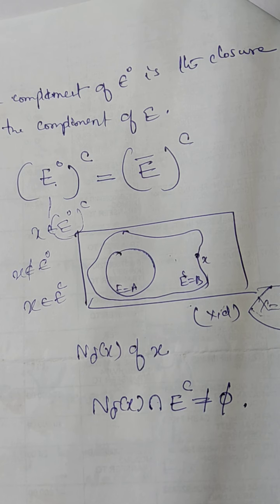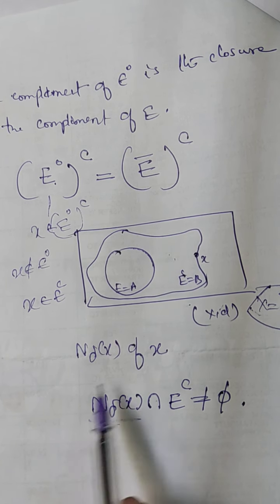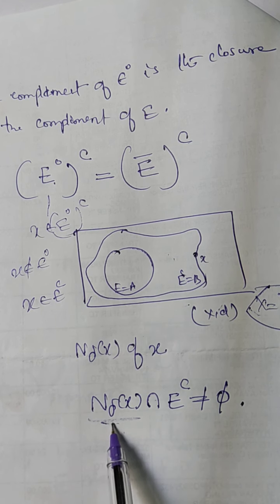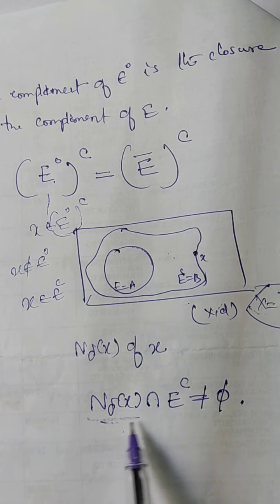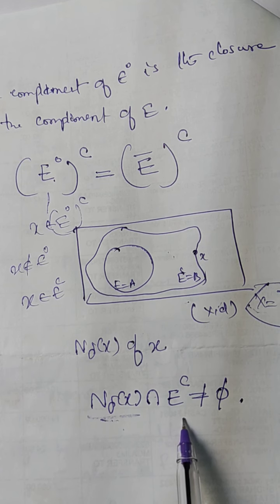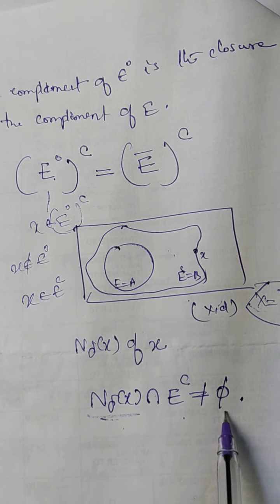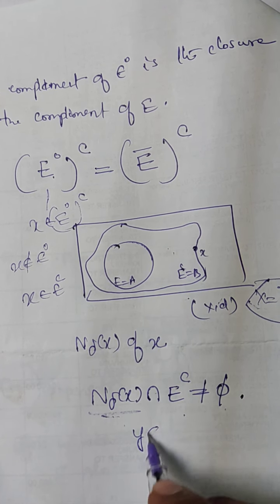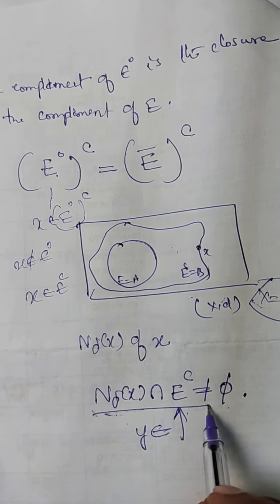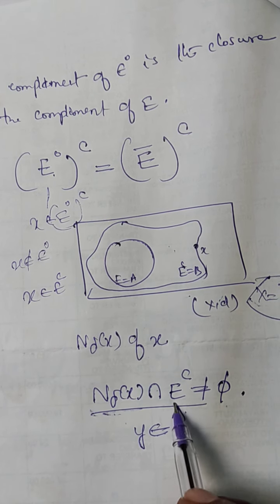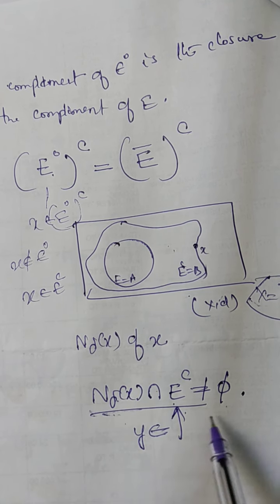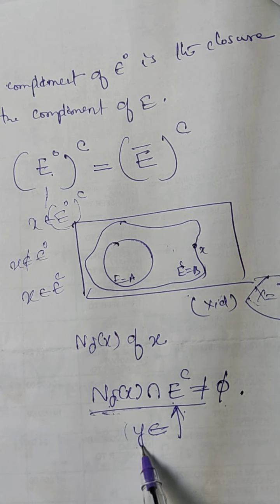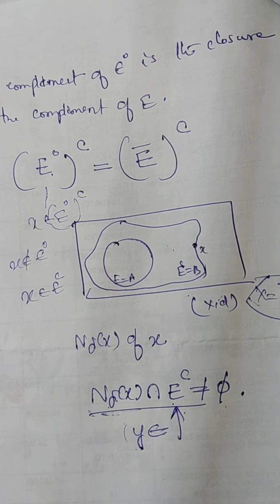Means apart from X, there is another point which lies in this neighborhood of X. When we intersect with this E complement, we are getting that it is not equal to phi. So we are considering that that could be Y. Y belongs to this, and Y belongs to the neighborhood of X. The neighborhood of Y belongs to it, it follows from the previous theorem.